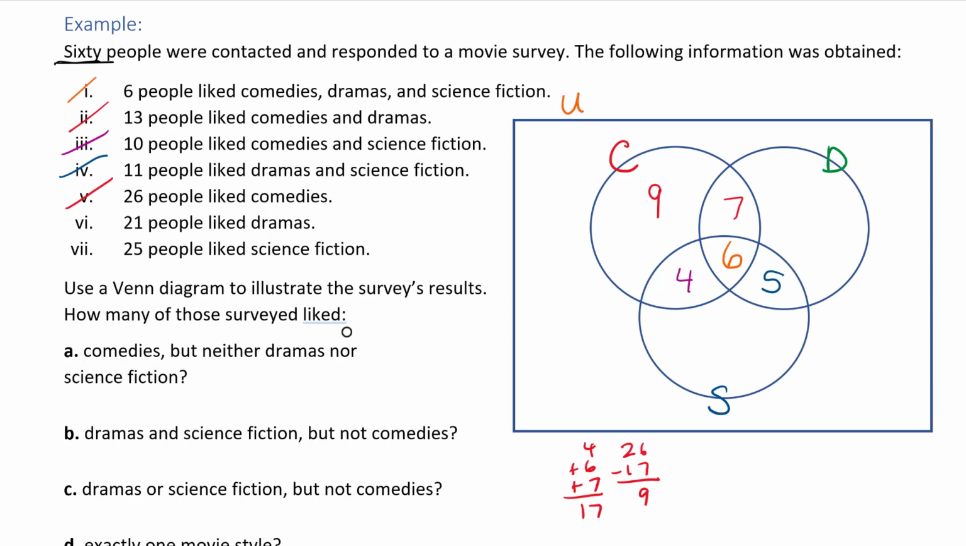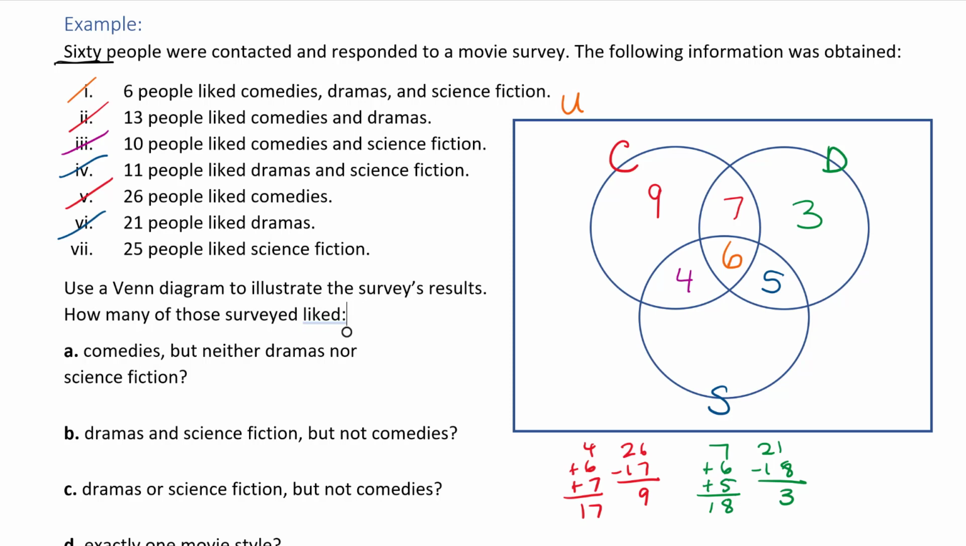The next one, it says 21 people like dramas. Well, for the dramas, I'm talking about the entire drama circle, which means I have to have 21 total people there. So if I take 7 plus 6 plus 5, that's going to get me 18. And then I take 21 minus 18, and that gets me 3 leftovers. So in the outside section, I have 3 people that only like dramas, but not the other 2.